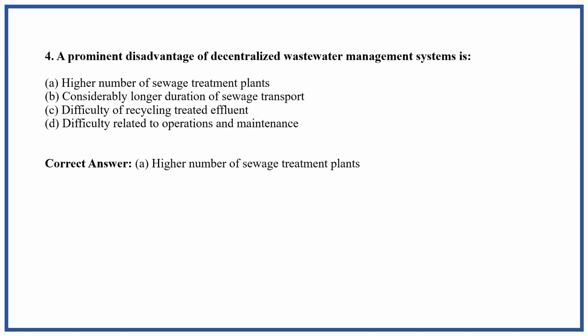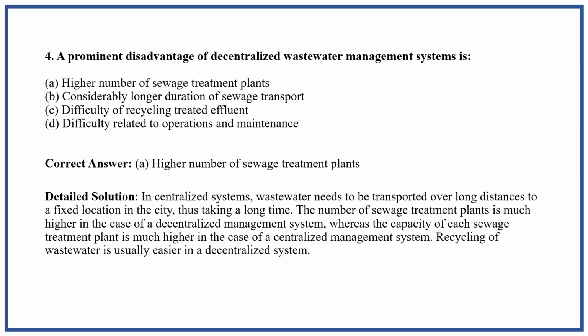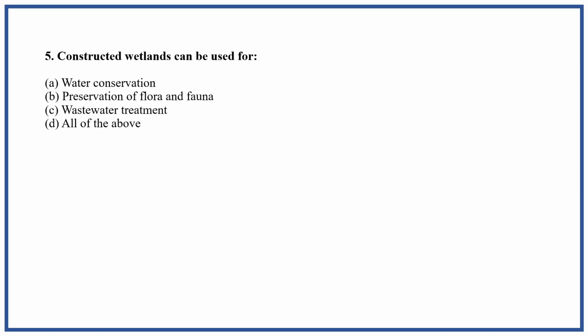Higher number. So if we have decentralized wastewater management system, then more number of sewage treatment plants will have to be present. And the others are the disadvantages of the centralized wastewater system. So if you have centralized wastewater system, it will have a longer duration for transport. There will be difficulty in recycling, and there are other difficulties with operations and maintenance. Okay. So the next question is, it's a pretty easy question.